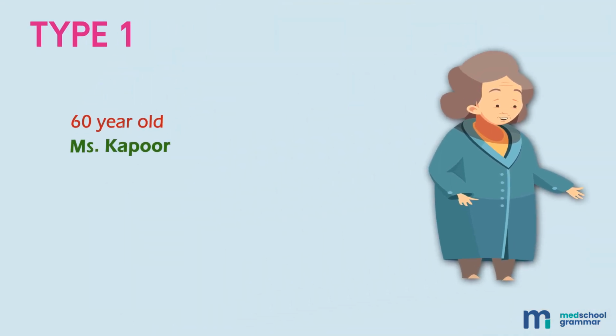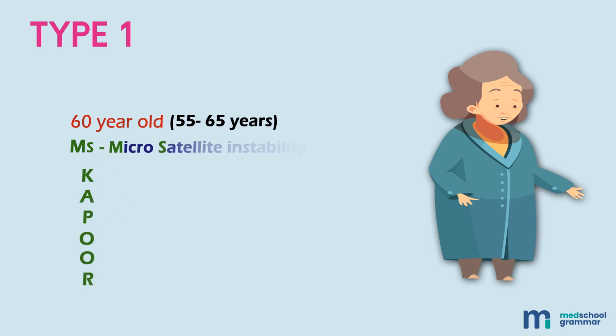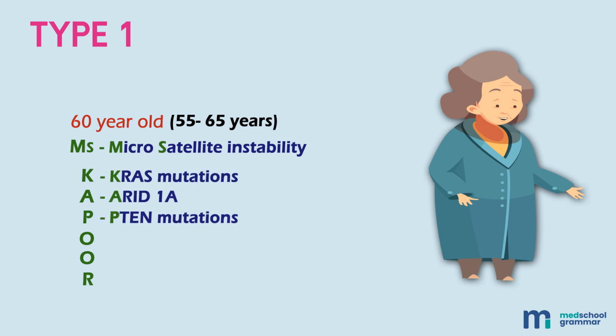Coming to our first patient, which represents type 1 endometrial cancer, she is 60 years of age, which represents the mean age of presentation. Her name, Miss Kapoor, can help us remember microsatellite instability, KRAS mutations, ARID1A, and PTEN mutations, which are the common genetic abnormalities associated with type 1 cancer.